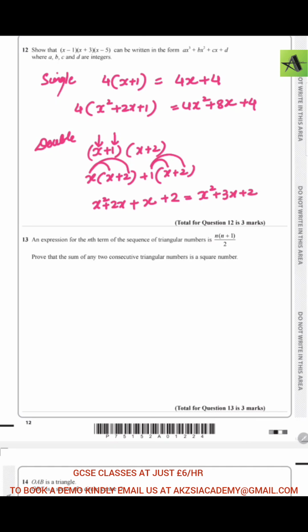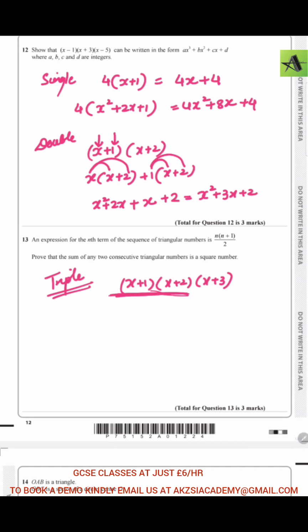Moving on to the triple brackets. So triple brackets, you have to solve 2 brackets at a time. You can pick any 2 brackets. So I have picked this one. So what I did, I have simplified the triple brackets into double brackets.